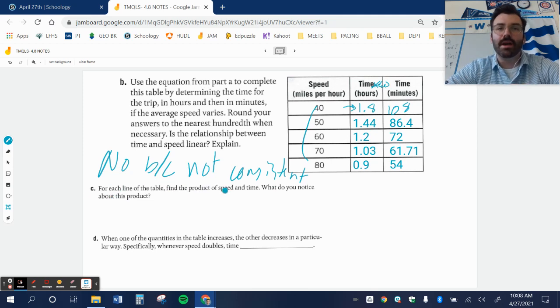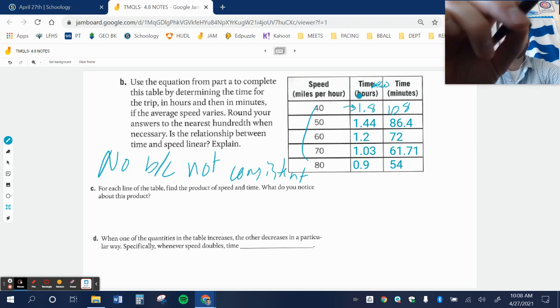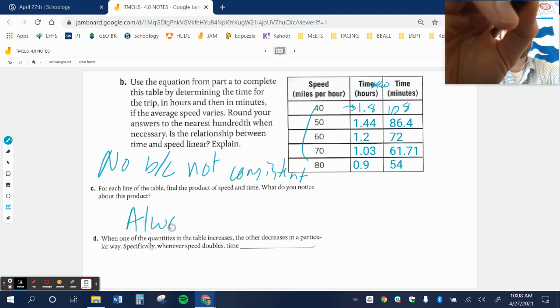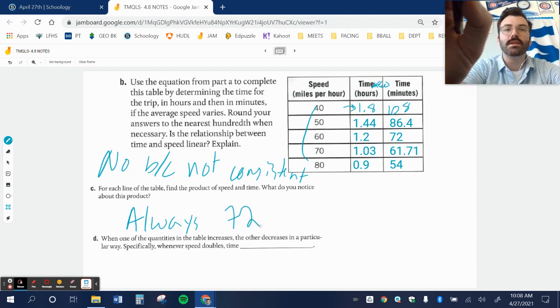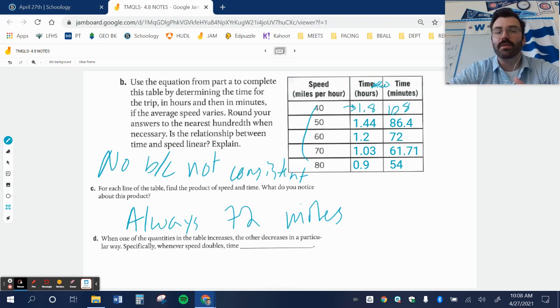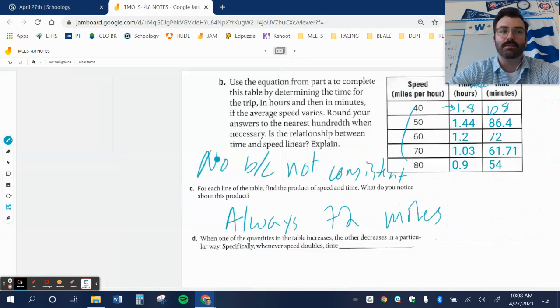For each line on the table, find the product of the speed and the time. What do you notice about the product? Well, if I multiply 40 times 1.8, let me get my handy dandy calculator out. 40 times 1.8, oh, I get 72. If I do 50 times 1.44, oh, I get 72. So what happens? Always 72, and then I guess it'll be miles. That makes sense, right? Because the 72 was in our original problem.